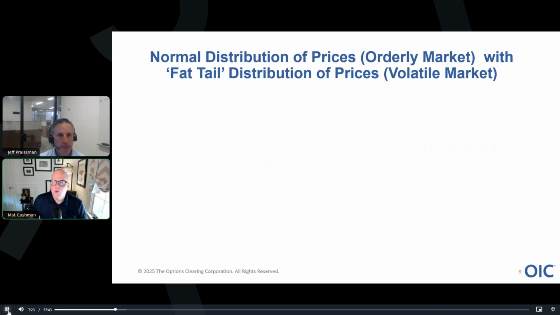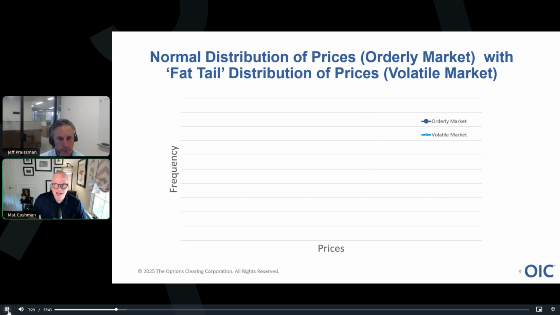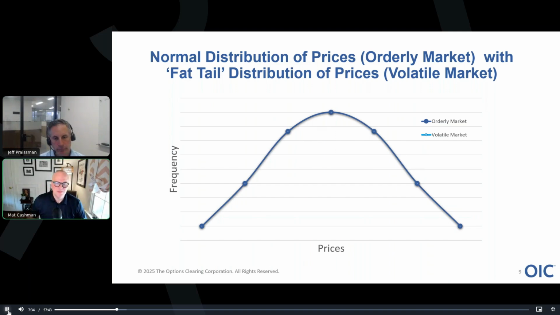What happens when the market goes bananas? How is it different? The normal price distribution that I just showed you is very ingrained in the marketplace, but how does it change when we start to see things move around a lot more than normal? That's how you can think about a volatile market relative to a really normal market.